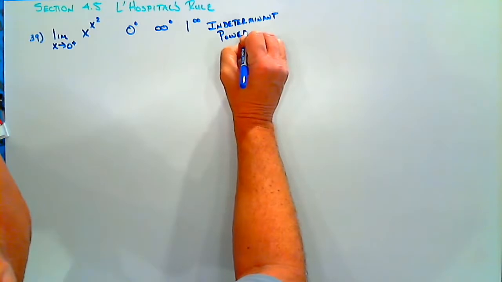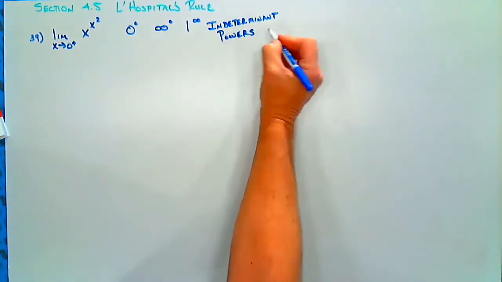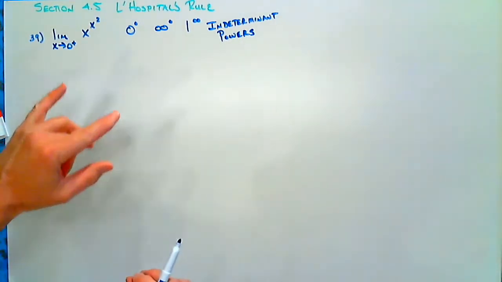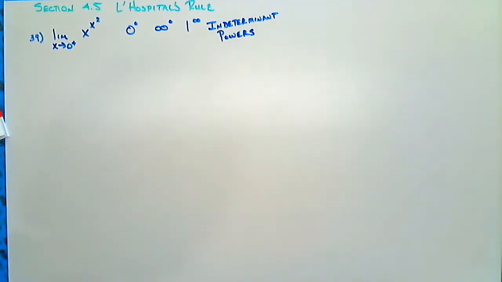Now, I've done an example of an indeterminate power problem in my lesson for section 4.5, but this will be a second example here. So when I'm done with problem 39, if you're still feeling a little shaky on indeterminate powers, you can go back and take a look at the instructional video and see an example there on how to deal with indeterminate powers.